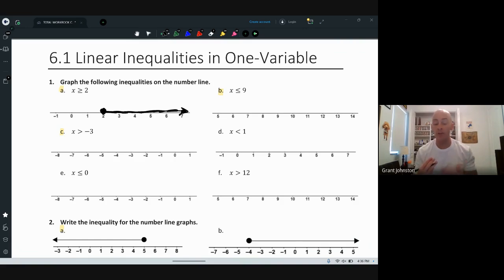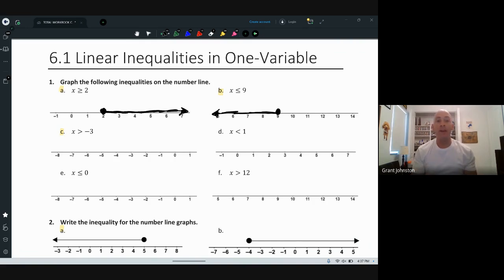Since it can be equal to 2, we symbolize that with a solid closed circle. Similar to B, B says x is less than or equal to 9. So we're going to have a closed circle at 9, and everything less than 9 would be to the left. So we're going to go that way with it.